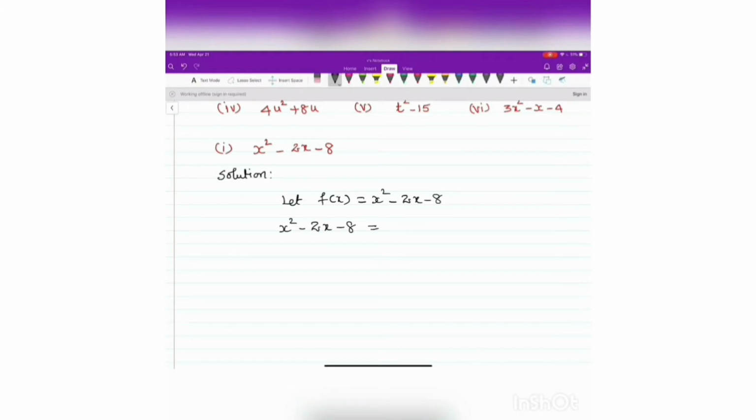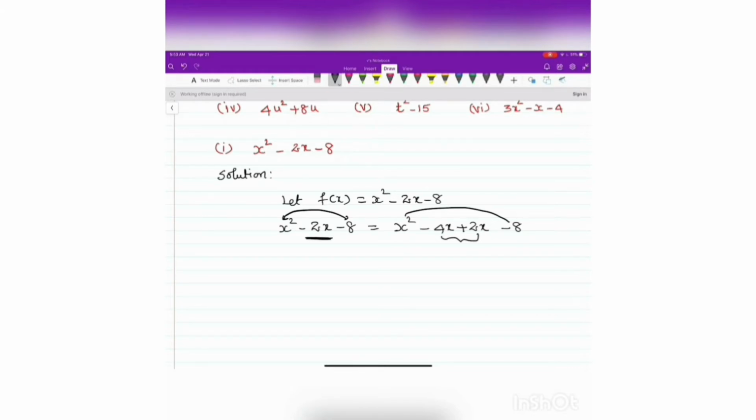I can split the middle term minus 2x as minus 4x plus 2x. See, when I add these two terms, I will be getting minus 2x. There, minus 8 is there. When I multiply minus 4x and 2x, I should get the product of the first and the last terms. So that is the basic concept of splitting the middle term and then factorizing the given polynomial.